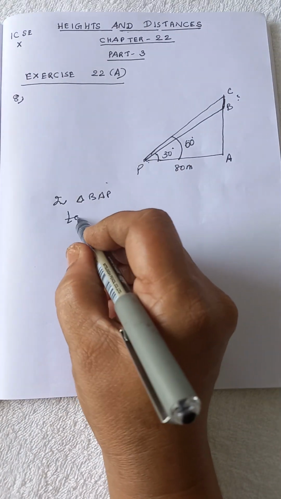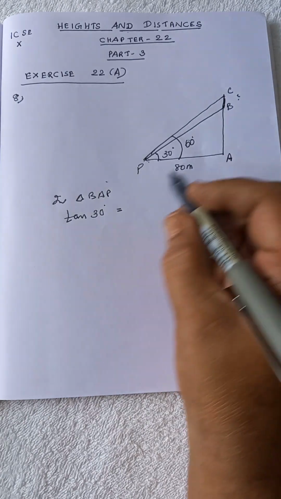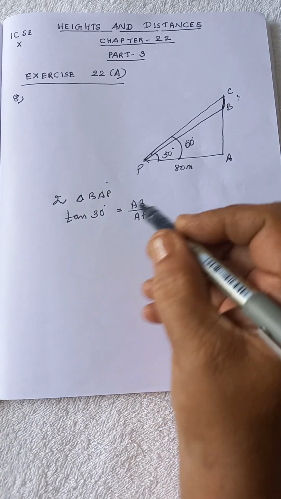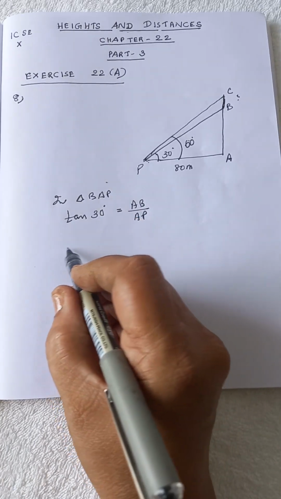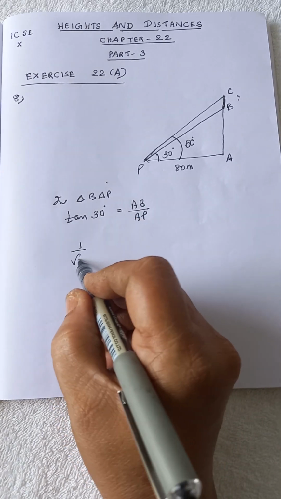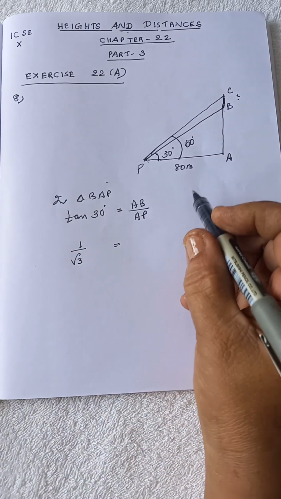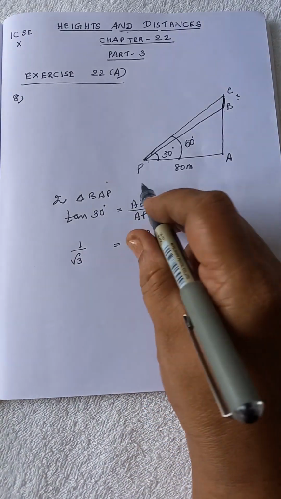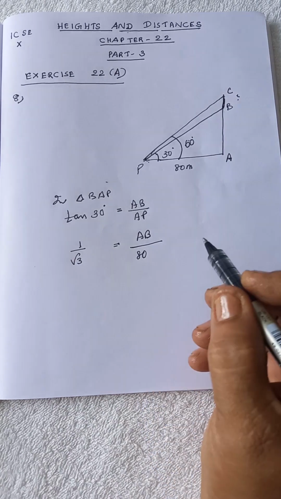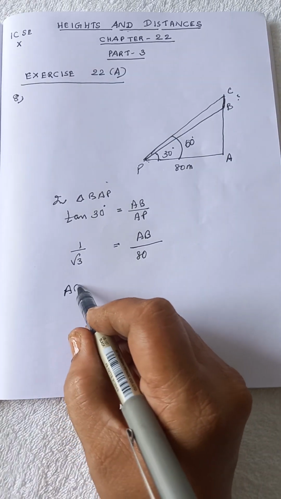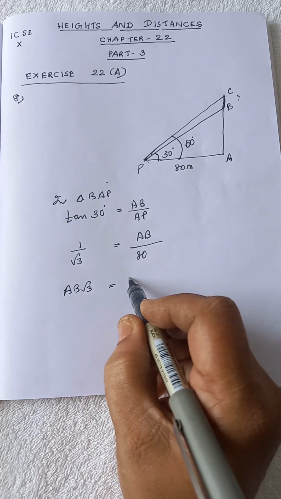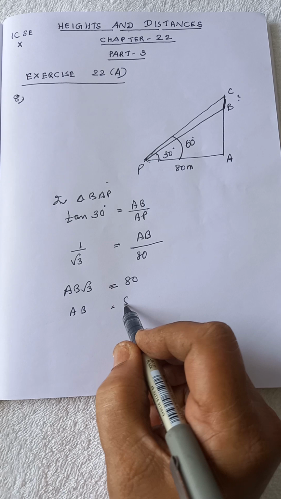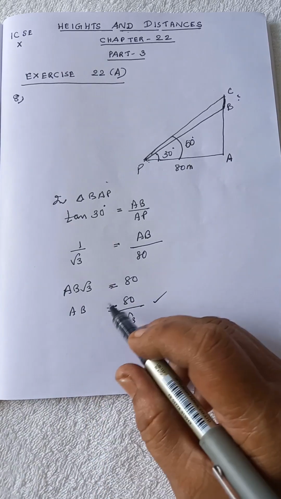So tan 30 degree is equal to opposite side by adjacent side. So AB by AP. Tan 30 degree we know as 1 by root 3. That is equal to AB, that we don't know, by AP. We got it as 80 meters. Cross multiplying, we will get AB root 3 equal to 80. So what is AB? That is 80 by root 3. So this AB we got.